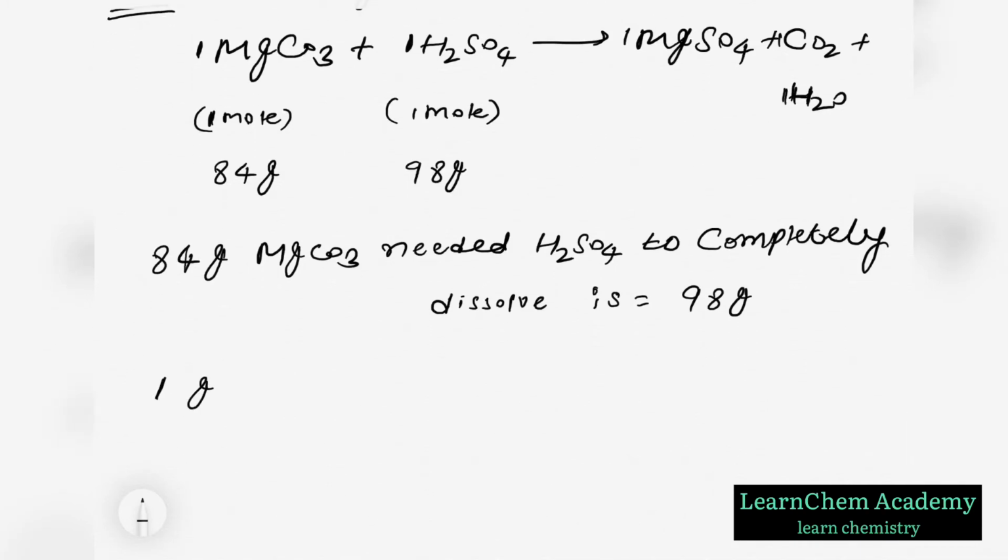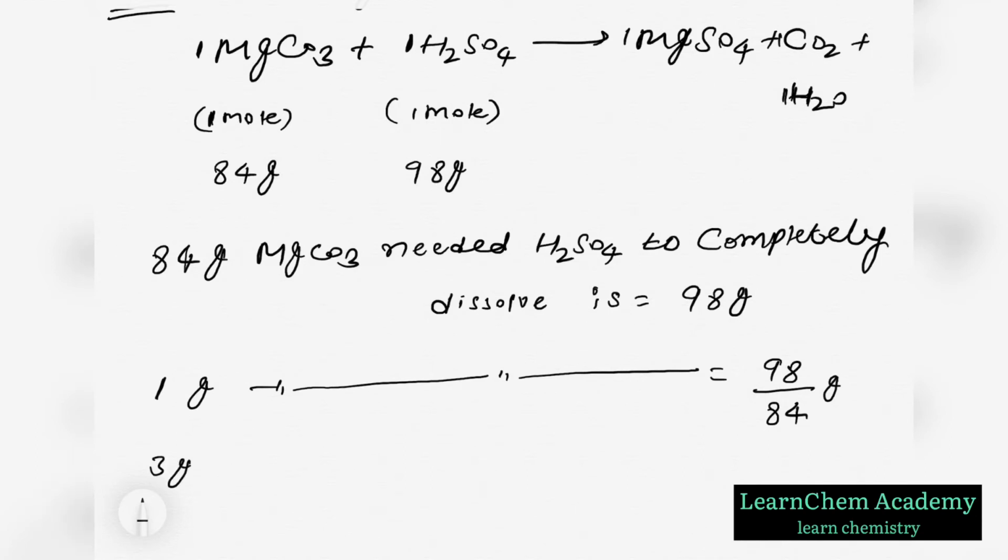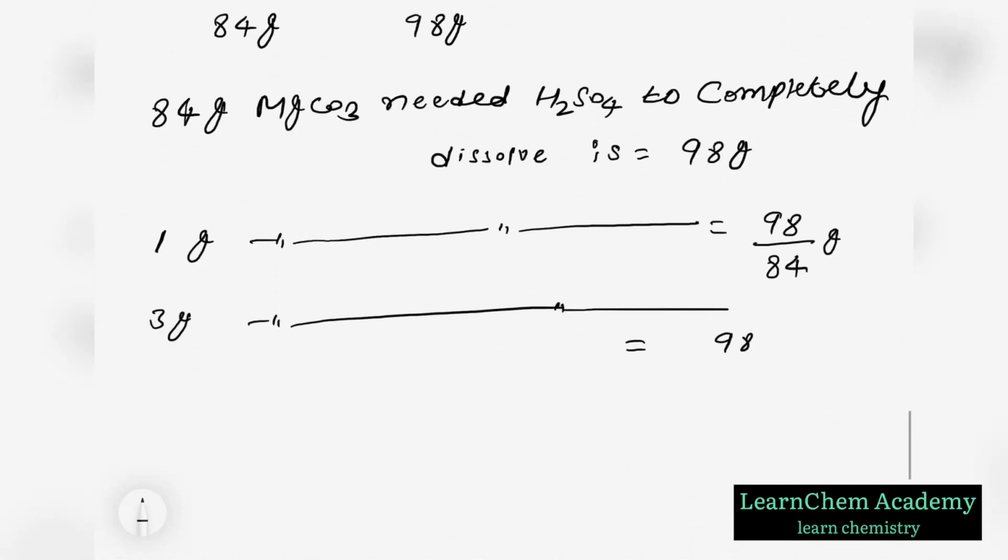So 1 gram of magnesium carbonate requires H2SO4, that will be 98 by 84 gram, and 3 gram of magnesium carbonate requires 98 into 3 by 84, so we will get 3.5 gram of H2SO4 needed to completely dissolve 3 gram of magnesium carbonate.